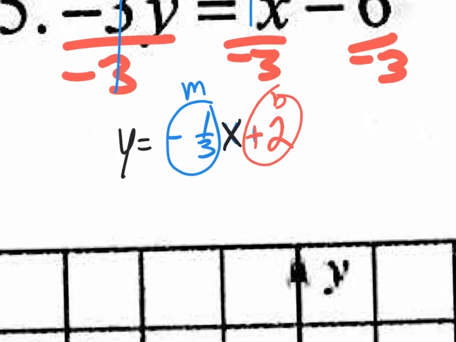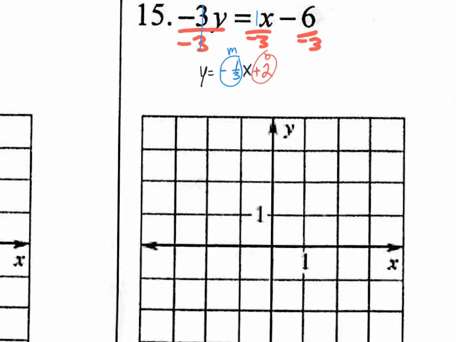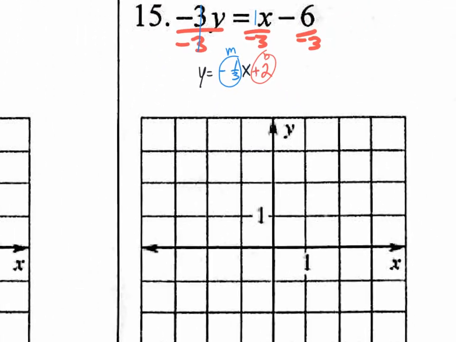So if we know that, it's really easy to graph. It crosses at 2, right there. And from that point, I'm going to go down 1 over 3. Down 1, over 1, 2, 3. Put a dot right there. And connect your dots with arrows at the end.